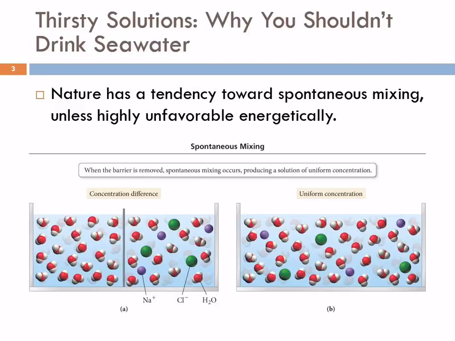So if we take a container that has pure water on one side and salt water on the other side, and we remove the barrier, I think we naturally understand from our life experiences that what's going to happen is eventually the water and the salt water are going to mix together and become uniform. This is a natural tendency that nature has. This also happens with drawers of clothing, right? They naturally tend to get all mixed up.